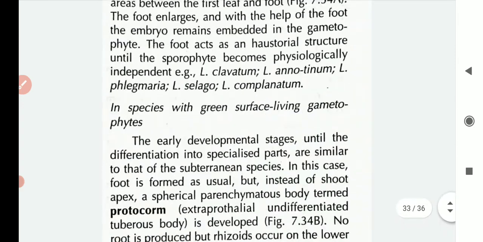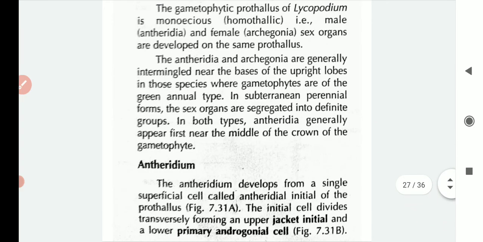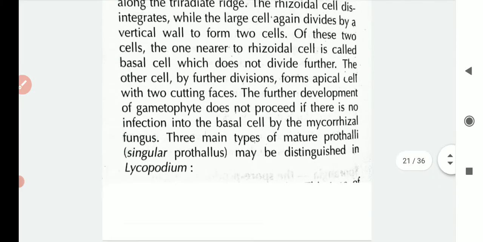So with this, the life cycle of Lycopodium is complete. I will have to send you that diagram, but so far it is complete.